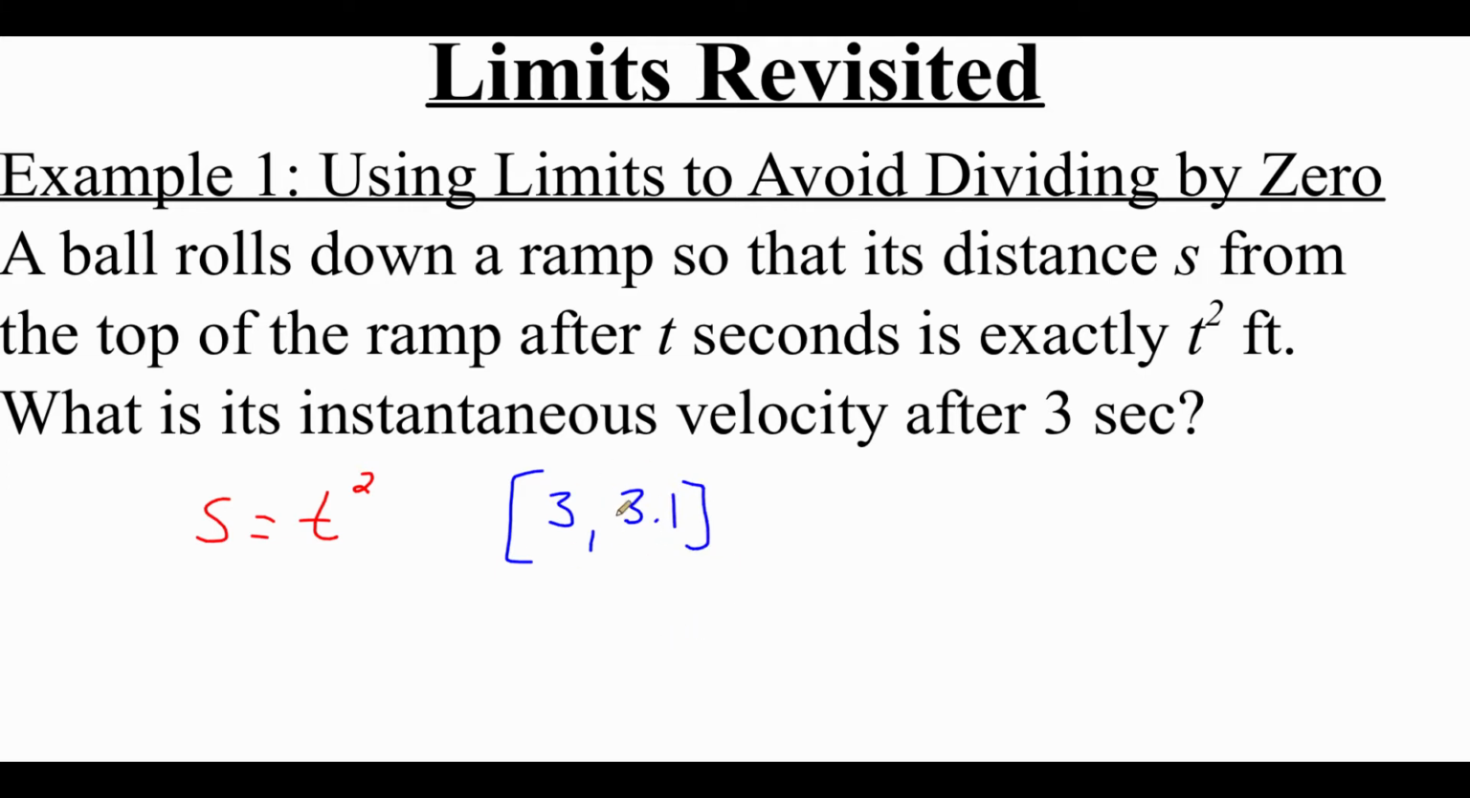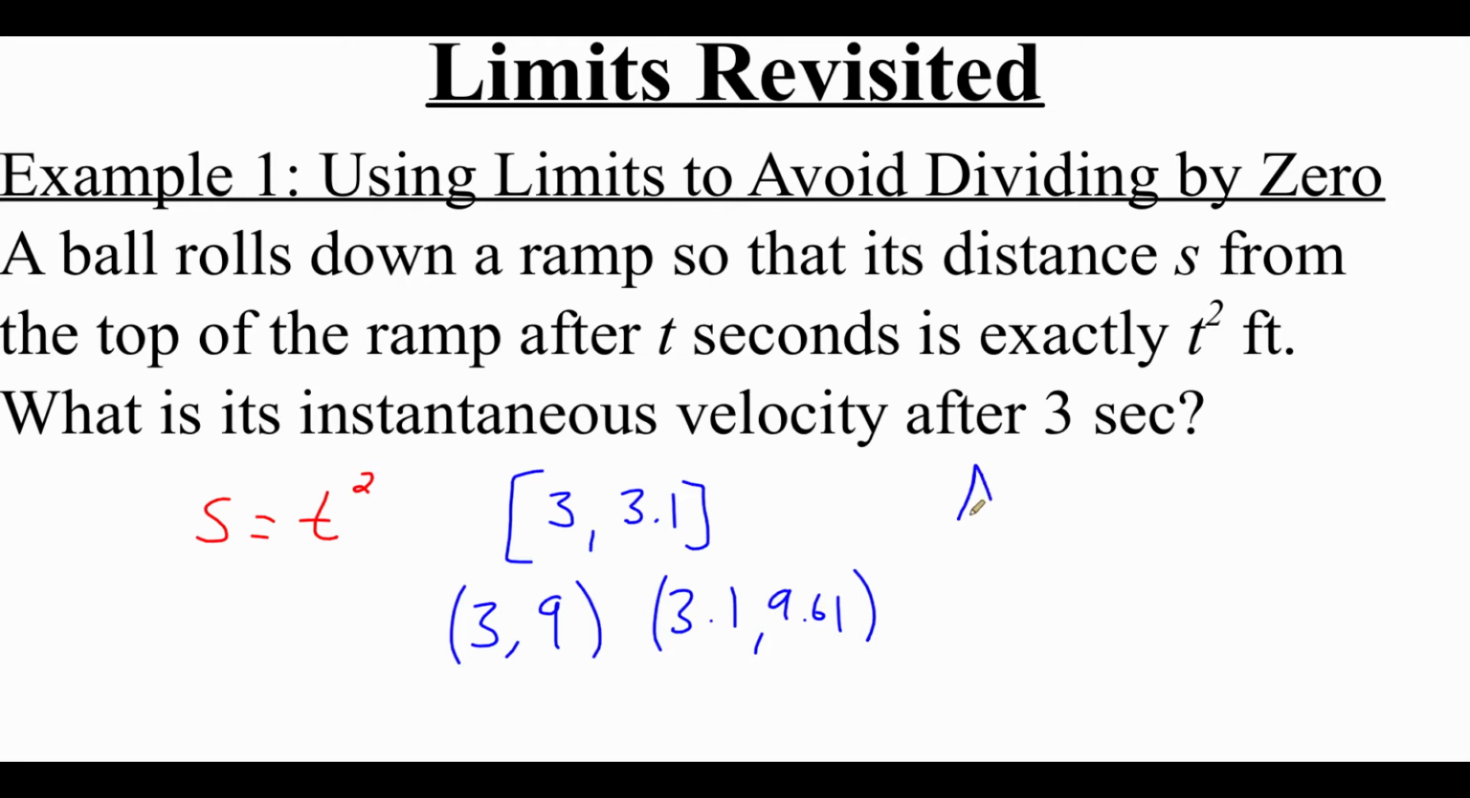Now I'm going to take that information and get some ordered pairs based on using this s equals t squared. These are times, so I can plug those times in for t in here to get my s value. So at a time of 3 seconds, if I take 3 and square it, we've traveled 9 feet. And at a time of 3.1 seconds, if I plug that in and square it, I should get 9.61.